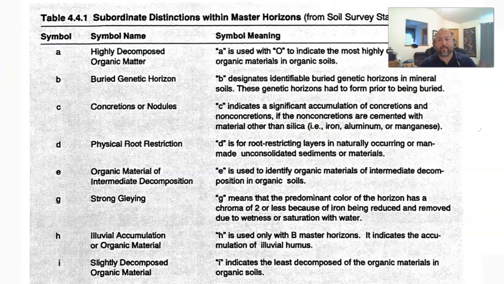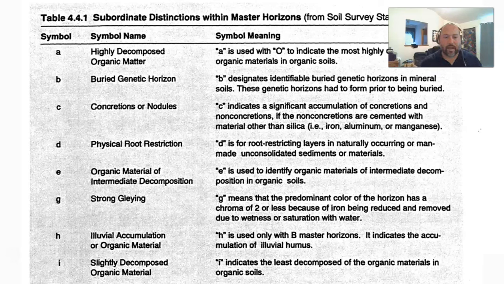So those were our master horizons, O, A, E, B, C, R. Those are our master horizons: the organic layer, the topsoil, the eluviation layer or the leaching layer, the subsoil, the parent material layer, and then the bedrock. And then we also have these lowercase letter distinctions, which are trying to tell us something specific about our master horizon.